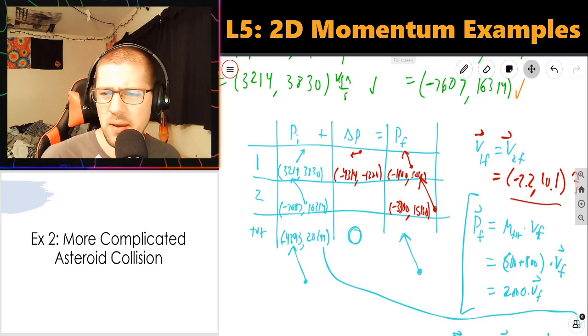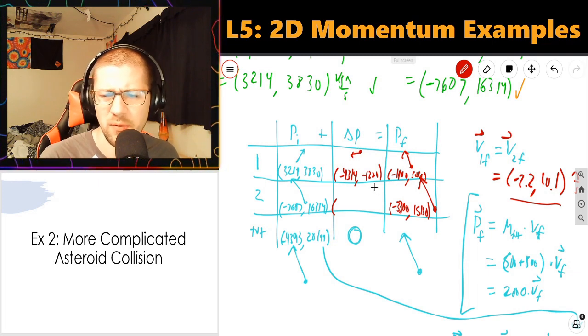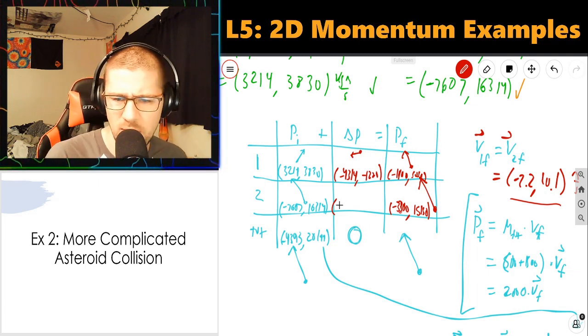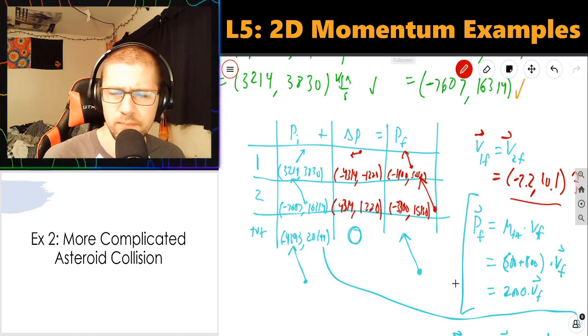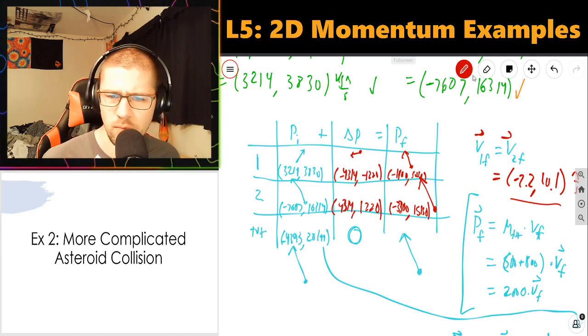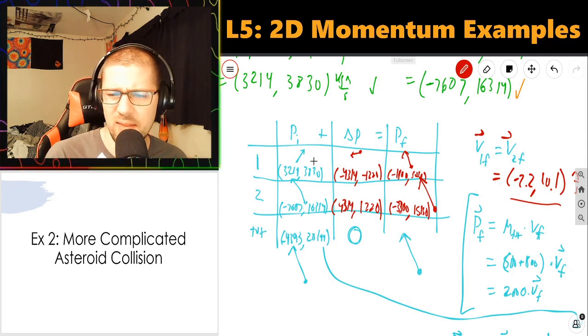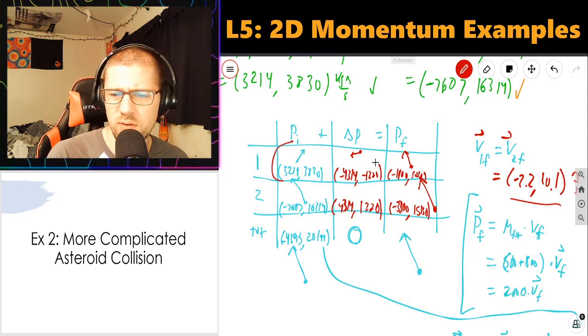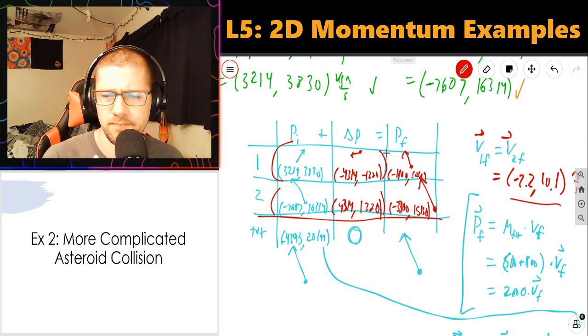And since the changes in momenta for this closed system must sum to 0, I know that the change in momentum for the second asteroid is the opposite. So positive 4314, comma, 1220. All right, sweet. It's possible that I made math errors, as always, but the elements of the first 2 rows should sum up to the third row, and the elements of the first 2 columns should sum up to the third column. There we go.